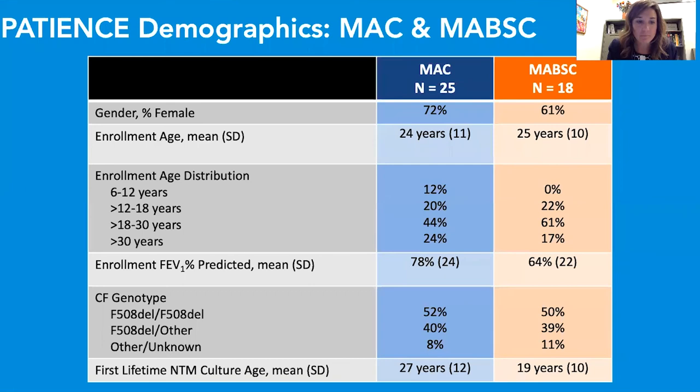Here's a summary of the demographics of the participants and patients. I just have it divided by those with MAC and those with abscessus. There's nothing statistically significant at this point, but highlighting the MAC group in blue, we see that they are more commonly female compared to abscessus, with a similar age distribution, maybe a few more young patients with MAC currently. Those with MAC have, on average, a slightly higher baseline lung function compared to abscessus. The genotype distribution is the same and shown there. And then lastly, the age at first lifetime culture is a little later in those with MAC compared to abscessus.